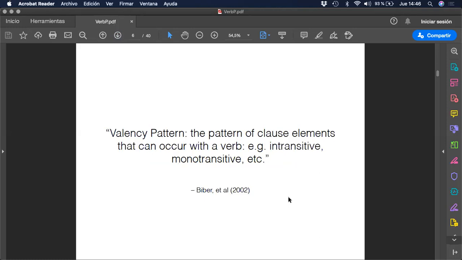Then valency pattern is the pattern of clause elements that can occur with a verb. That is to say, for example, intransitive or monotransitive, etc. So yeah, the valency pattern is the pattern of clause elements. That is to say, the way in which those phrases will be placed in relation to one another. Okay.